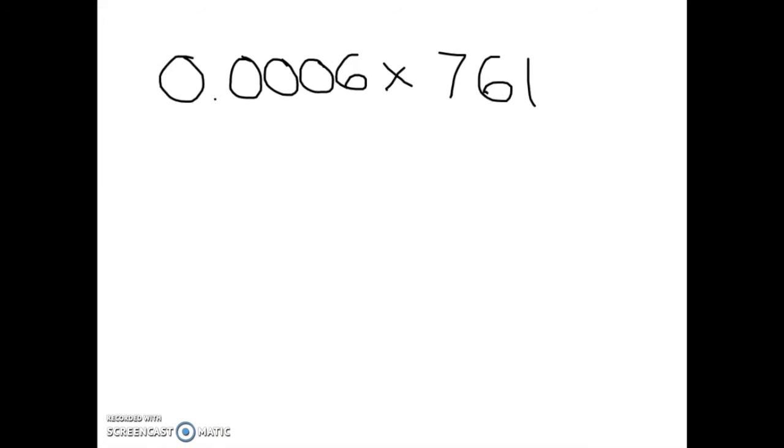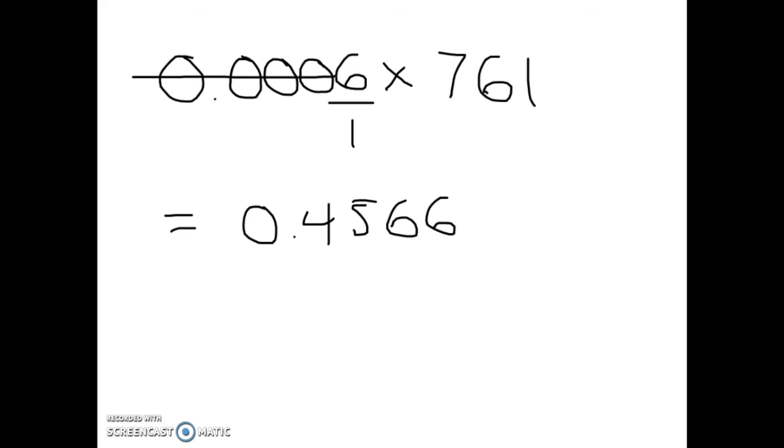Here is our second example for multiplication. We have 0.0006 times 761, and that gives us 0.4566. In our first number, we only have one significant digit. We can ignore all the zeros to the left of a significant digit. In our second number, you can see we have three significant digits. So our answer can only have one significant digit found in the first number.